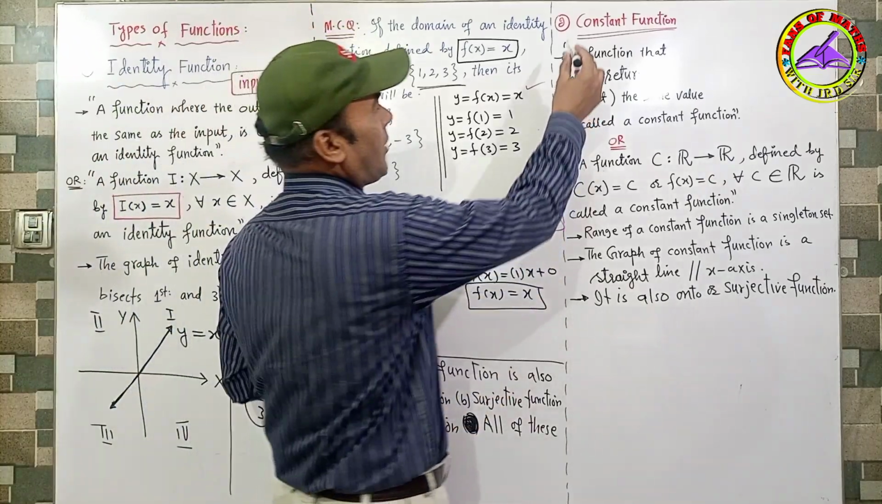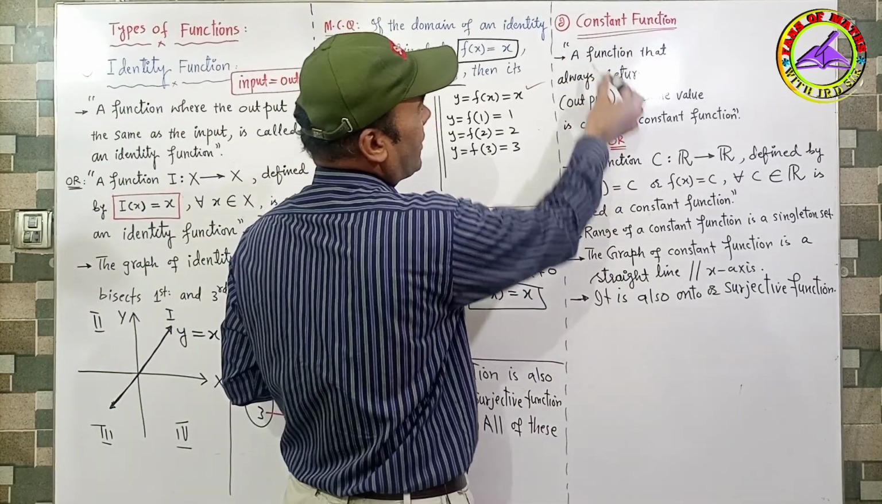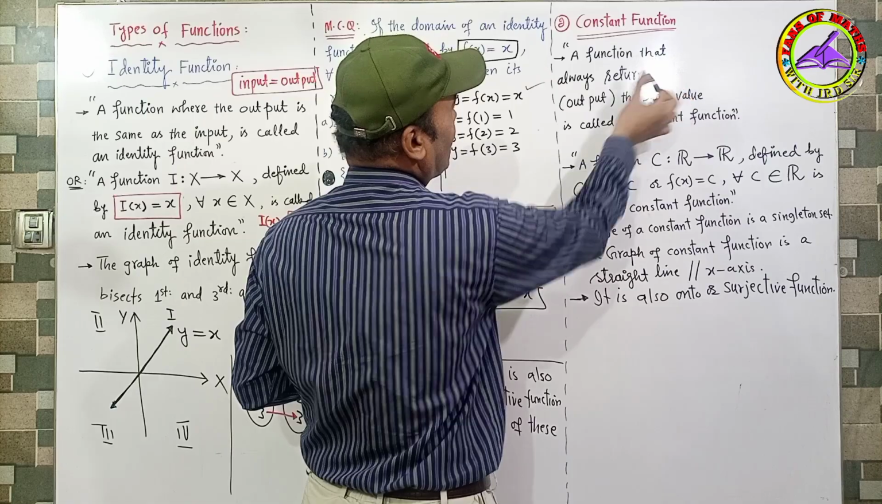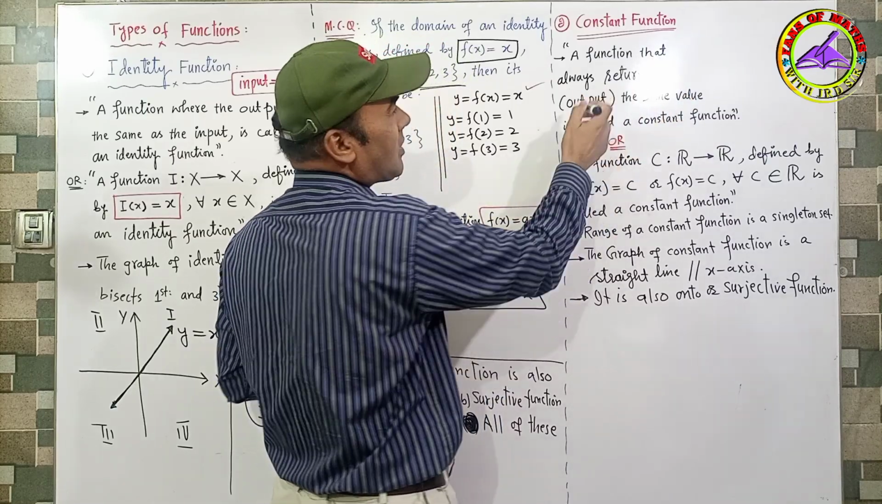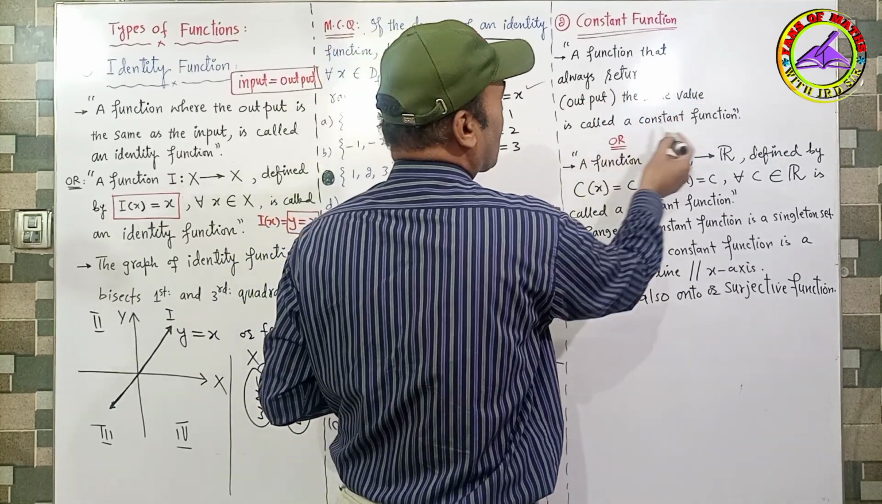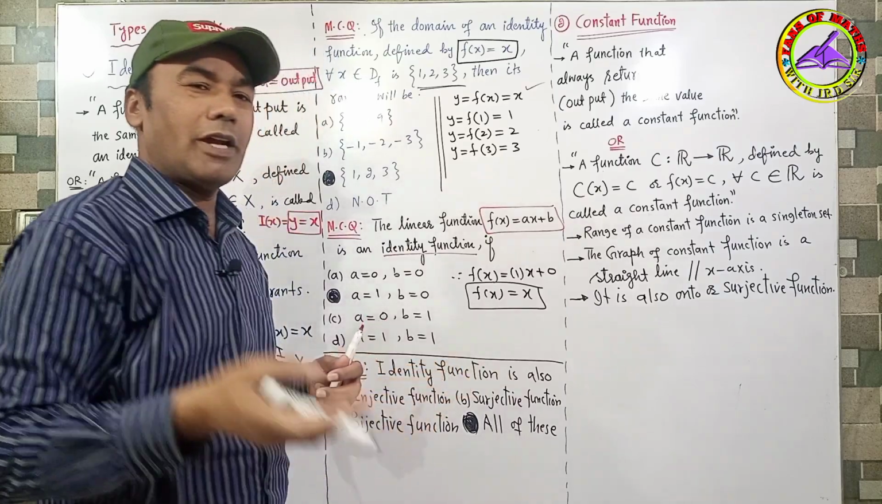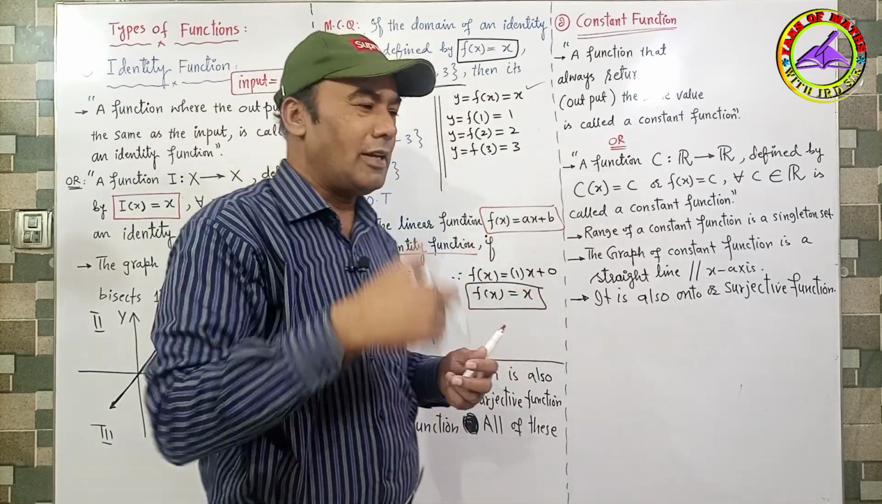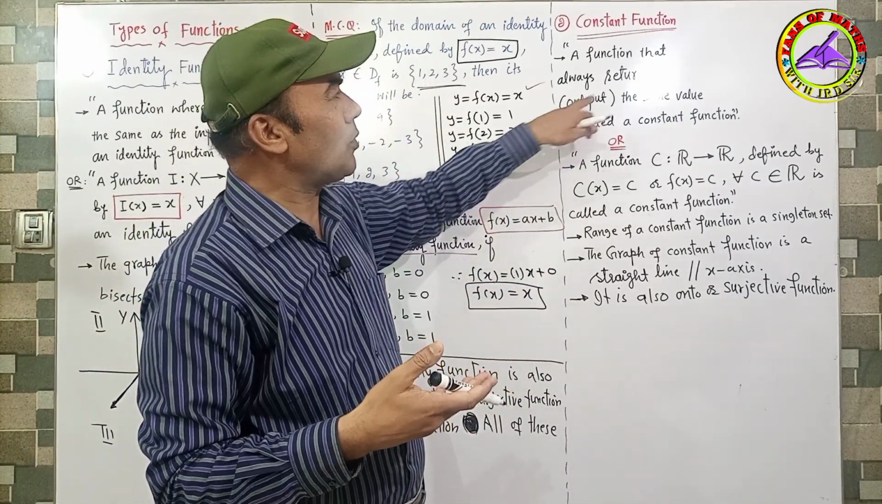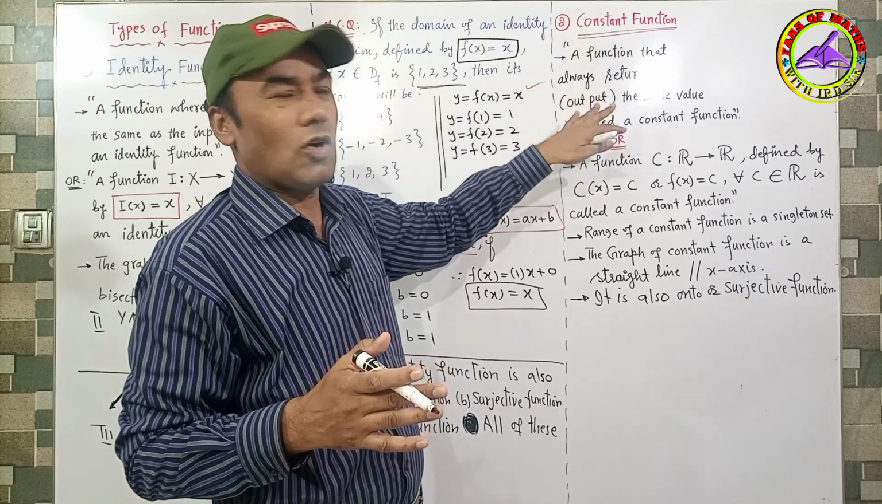Now beta, let's see type number 2, constant function. Definition क्या कहती है? A function that always returns, means output, the same value is called a constant function. हम इनपुट x की वैल्यू कोई भी लगाएं, any real number you put, but the output value will be same. That is called constant function.